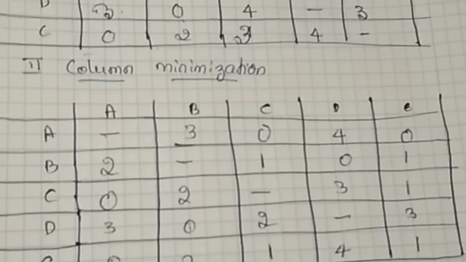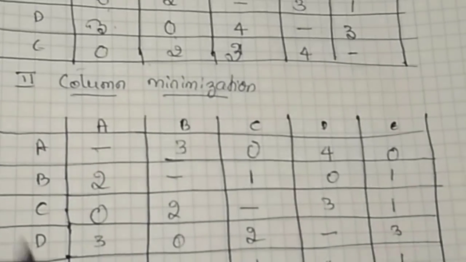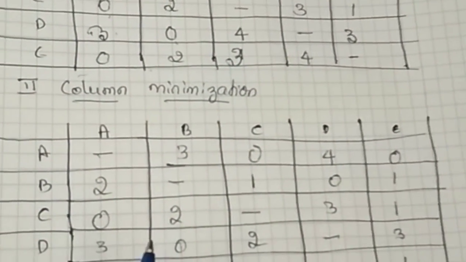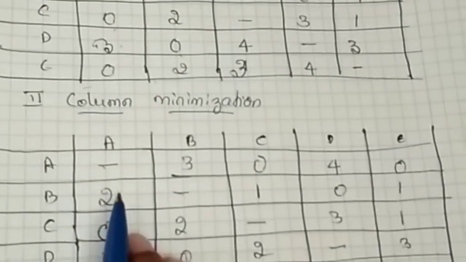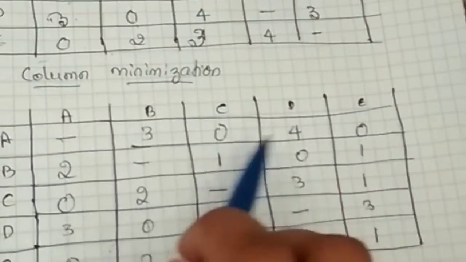Now you got the minimum value. After the column minimization, the resultant matrix is this one, right? Hold on. So here we got the final matrix in this format.